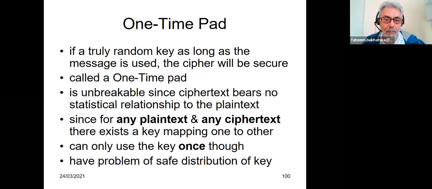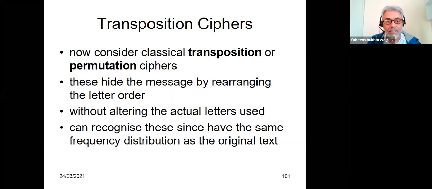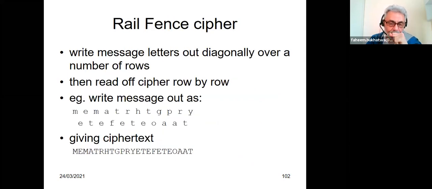Let's keep on going. The one-time pad is a system where only one key is used. Transposition ciphers: we also did the column transposition cipher. This is another cipher called the rail fence cipher.